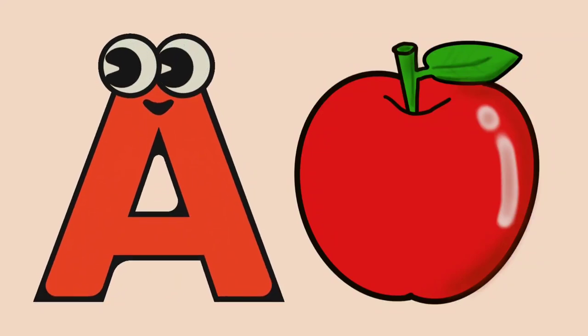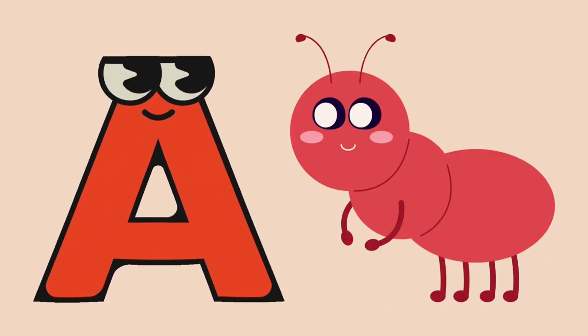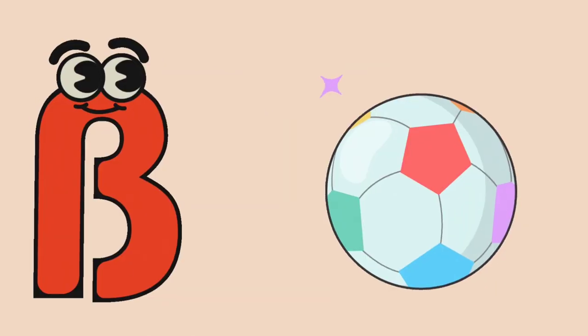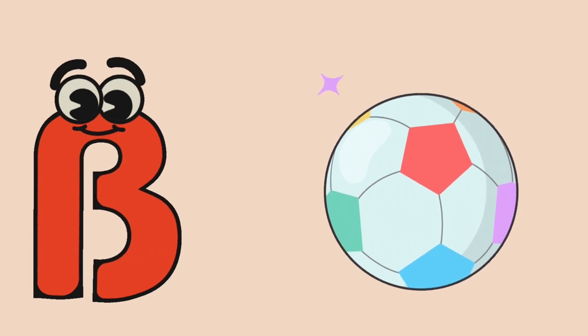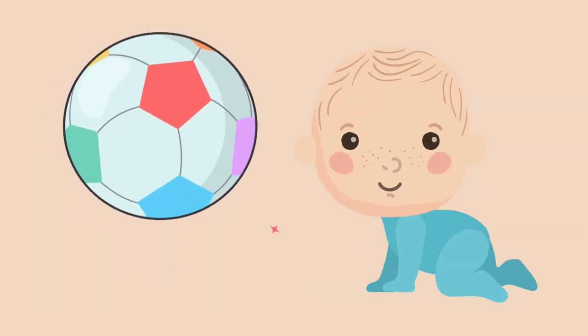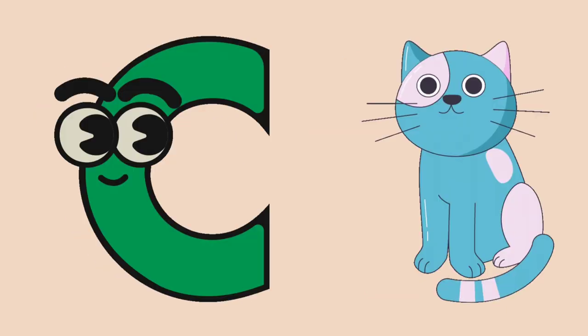A for apple, A for ant. Ant is eating an apple. B for ball and B for baby. Baby is playing with ball.